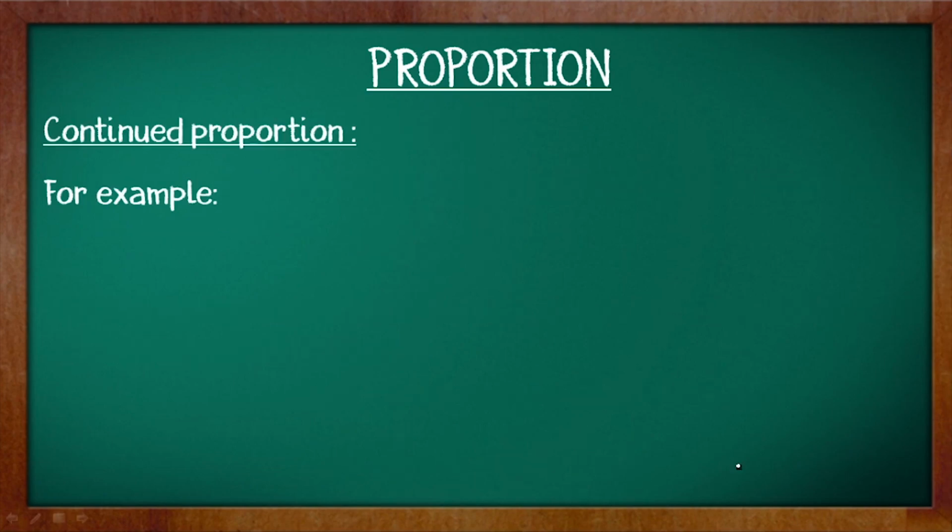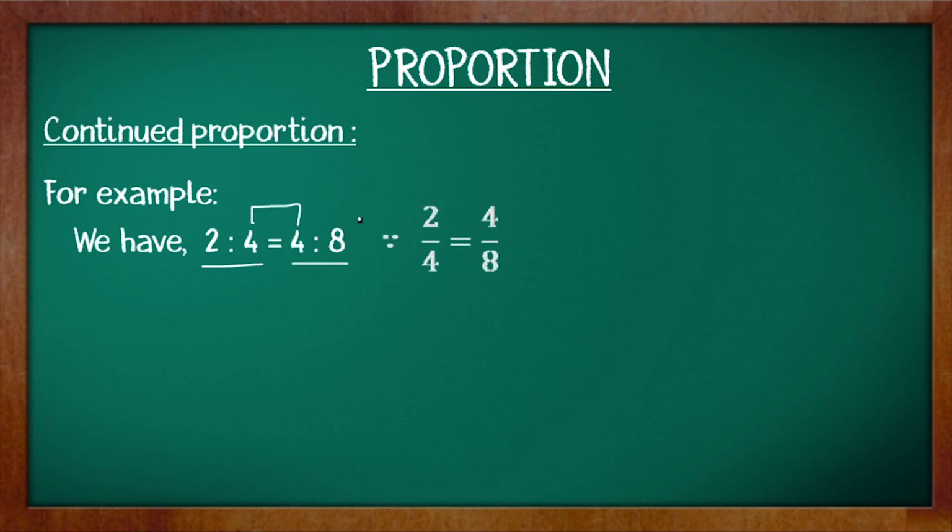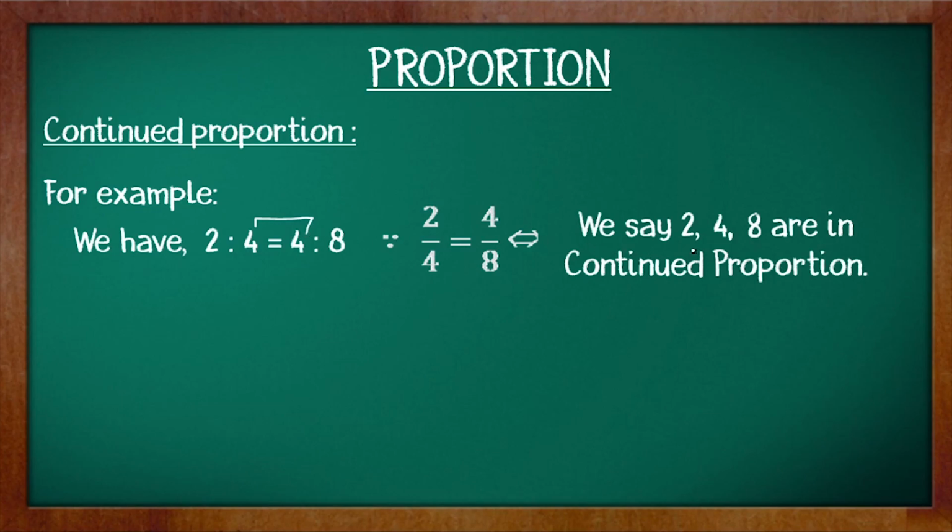So let us see an example. Here 2 is to 4 is equal to 4 is to 8. So this 4 is being repeated. If we change that into fraction form, this is 2 by 4 is 4 by 8, because the two are equal. If we cancel this, we get half, and for the other, 4 1s are 4, 4 2s are 8, we get half. So both are half, that means they are equal. Here the term 4 is being repeated. So we say that 2, 4, 8 are in continued proportion.